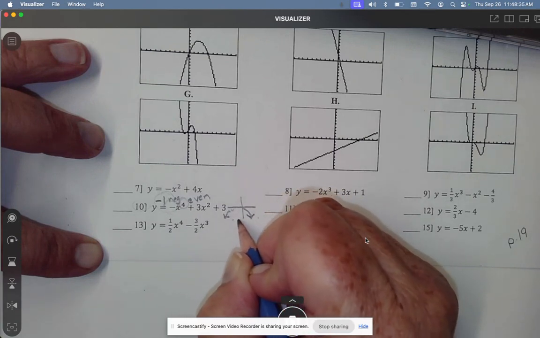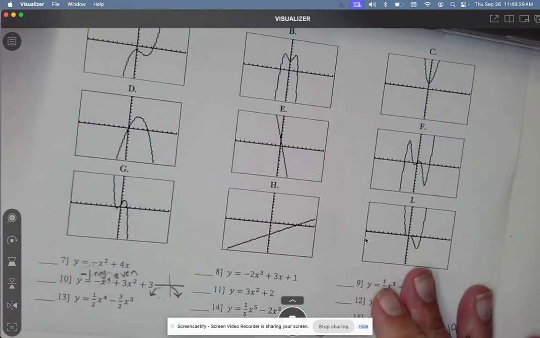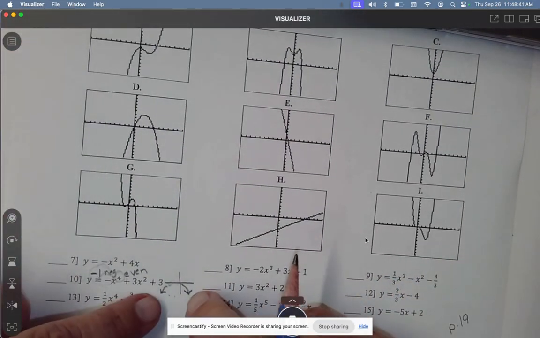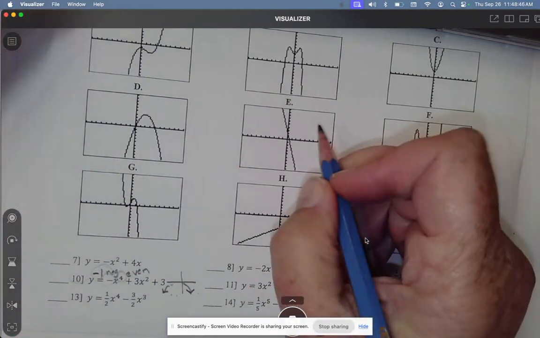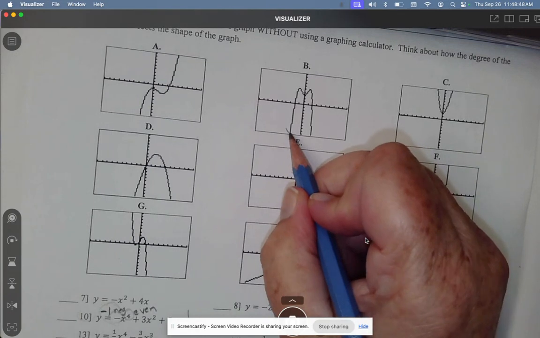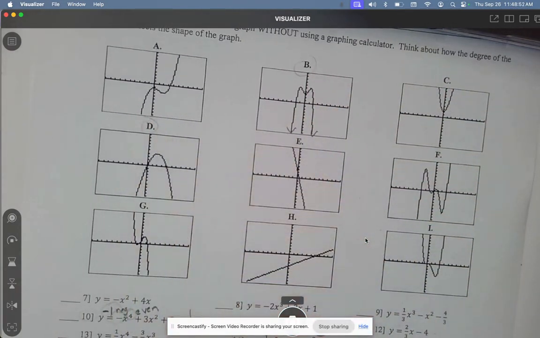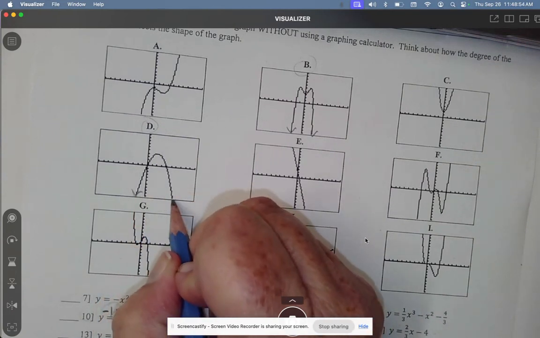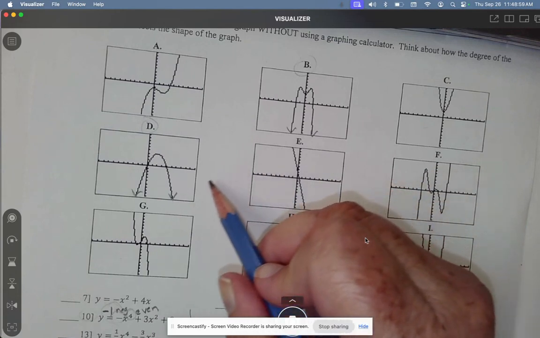And then because I have an even degree, over here I must also be heading down because the ends have to match. So now I'm going to go up and look at the graphs, and I'm looking for a graph where in both directions we're heading towards negative infinity. Well, I can see that's happening for letter B, and it's happening for letter D. So the question is, which one is it, B or D?